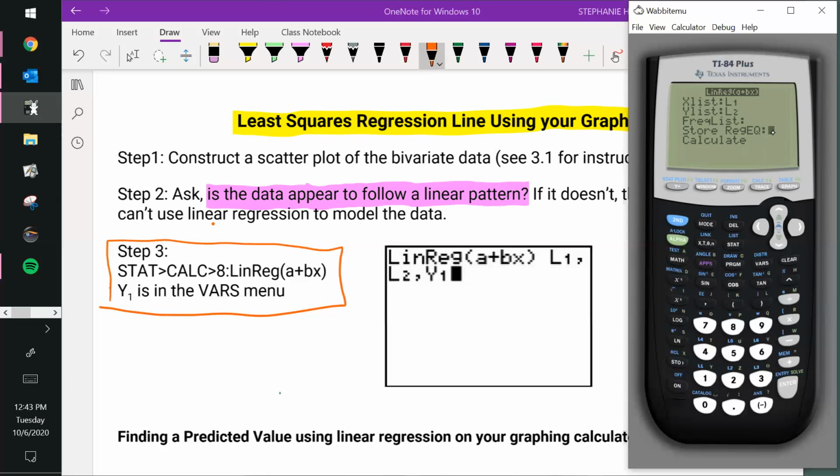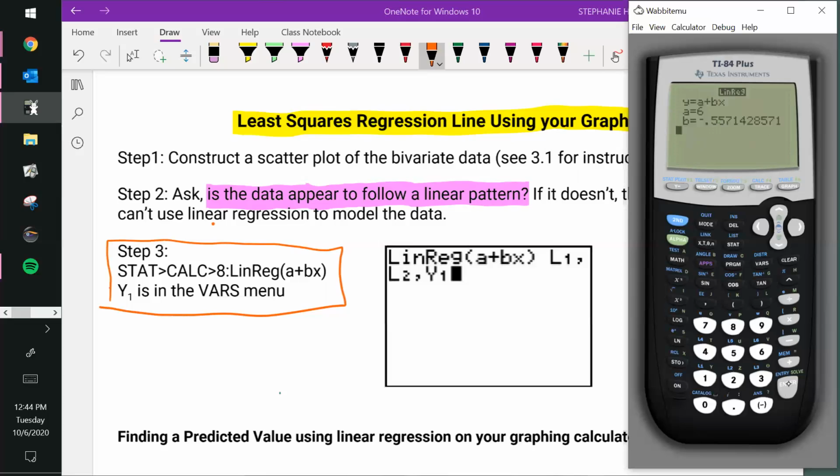So in order to do that, I'm going to go ahead and click vars, go over to Y vars using the right arrow, choose the first option, function, and I can see all of my Y numbers here, the same thing that I see when I click the Y equals button. So I'm going to choose wherever I want it to put my equation. I'll just say Y1 because I don't have anything important there right now that I'm worried about losing. And then I'll hit calculate.